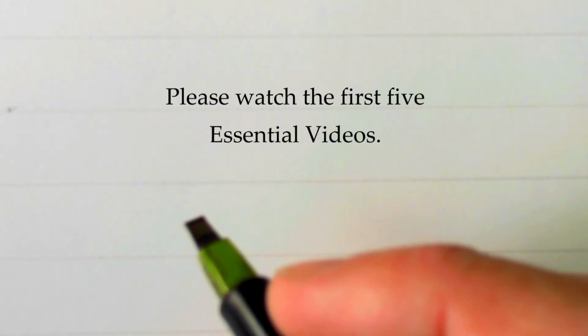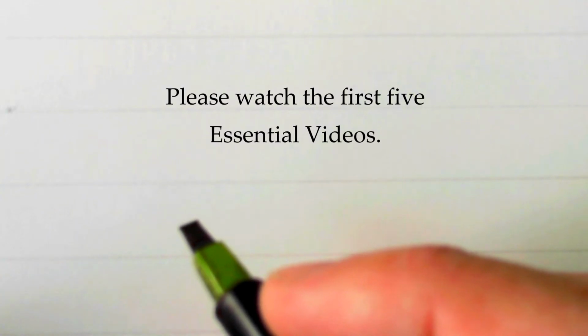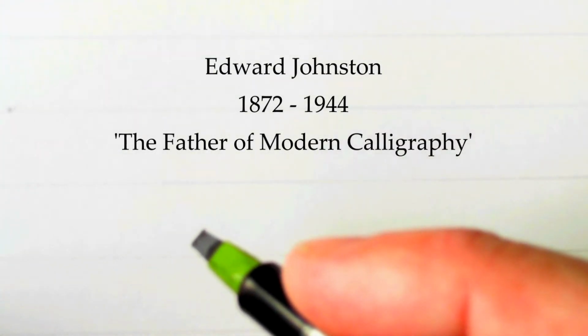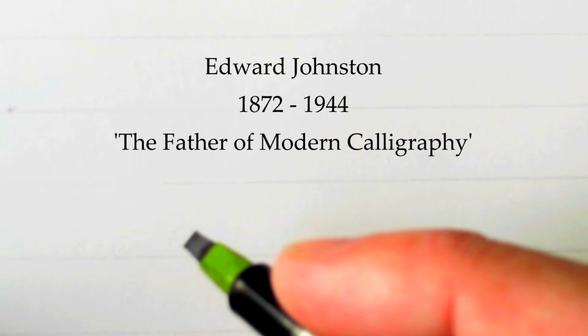Okay, let's get started with the alphabet. Now, if you haven't already watched the first 5 videos, please watch them now. They are essential to your understanding of how to write these alphabets. I suggest that you read them now before you go on to the alphabet. We're going to start off with Edward Johnston's foundational hand, which he developed based on a 10th century manuscript.